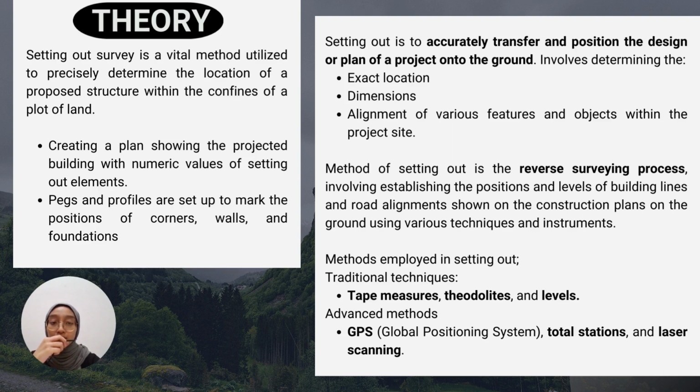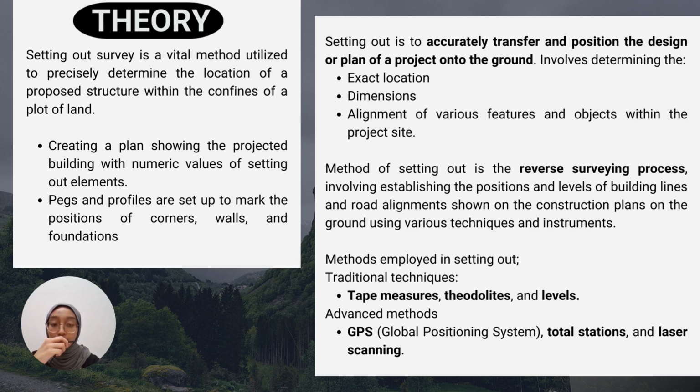Setting out in geometric engineering is to accurately transfer and position the design or plan of a project onto the ground. This involves determining the exact location, dimensions, and alignment of various features and objects within the project site. Essentially, the method of setting out is the reverse surveying process, involving establishing the positions and levels of building lines and road alignments shown on the construction plans on the ground using various techniques and instruments.